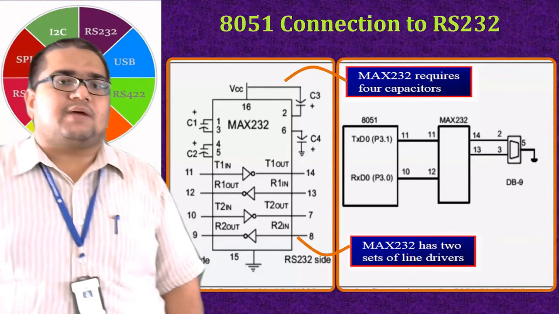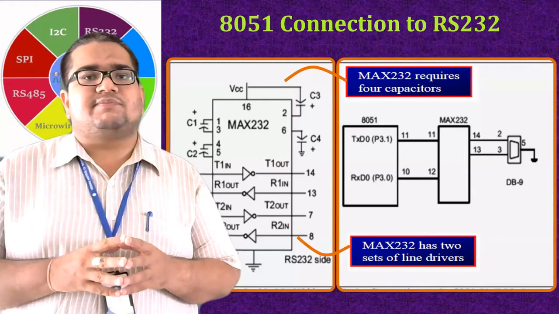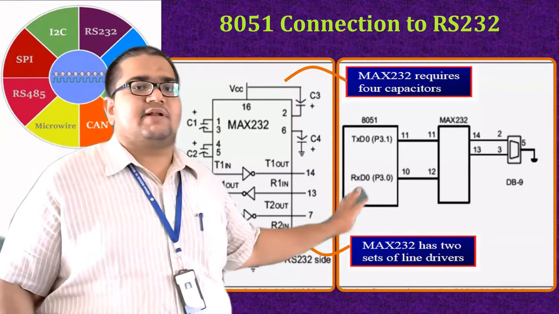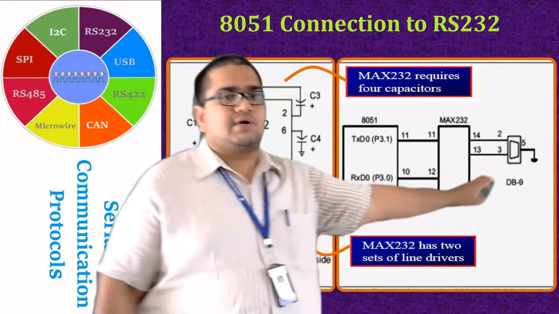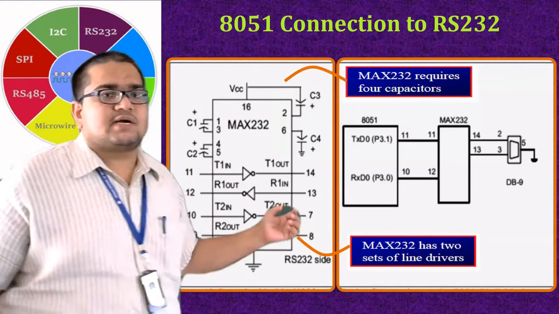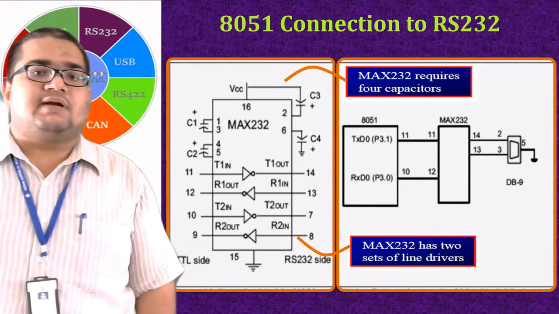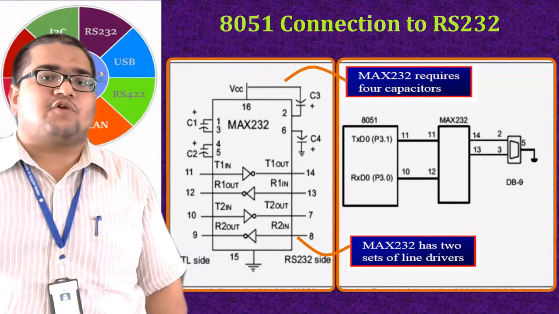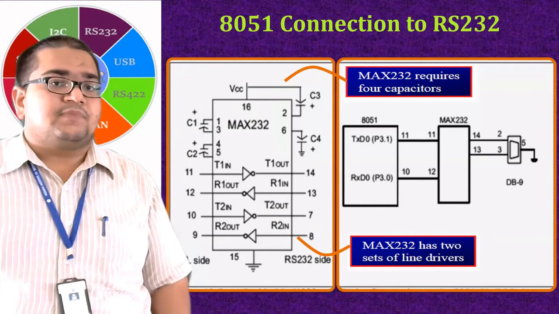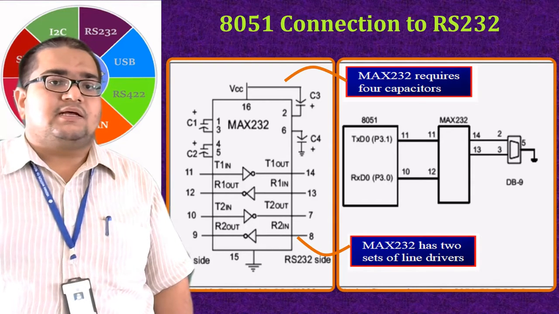So here is how the basic interface can be established between the 8051 and the RS-232 connector. You can see that we have our 8051 and there is the DB9 RS-232 connector. In between these two, we have this MAX 232 IC. You can see the pin diagram of the MAX 232 IC. Pin numbers 11, 12, 13, and 14 of the MAX 232 are used for providing the communication for this 8051 compatibility with RS-232. You can check it out.